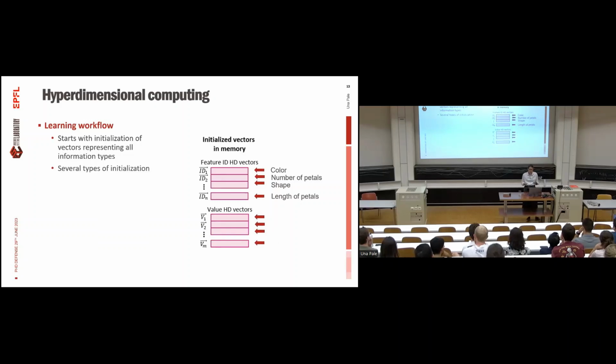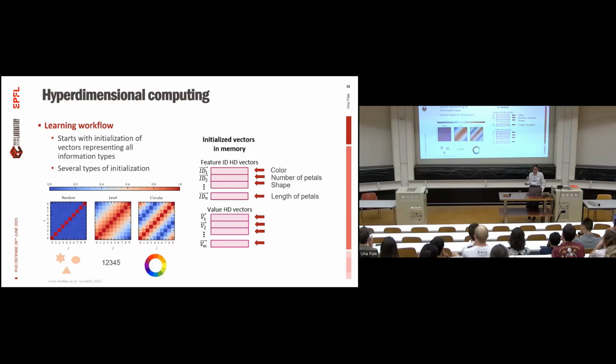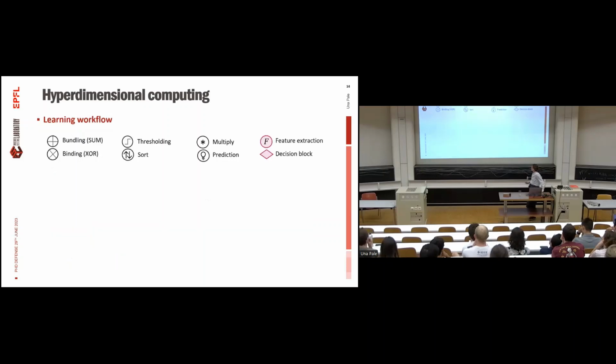And then, depending on whether the values that we are representing with vectors have any relationship between them: if they don't, then we can initialize them randomly. If there is a certain order between them, like between numbers, we could set these vectors so that the similarity is higher for the numbers that are closer to each other. And then we can also have even circular relationships, for example.